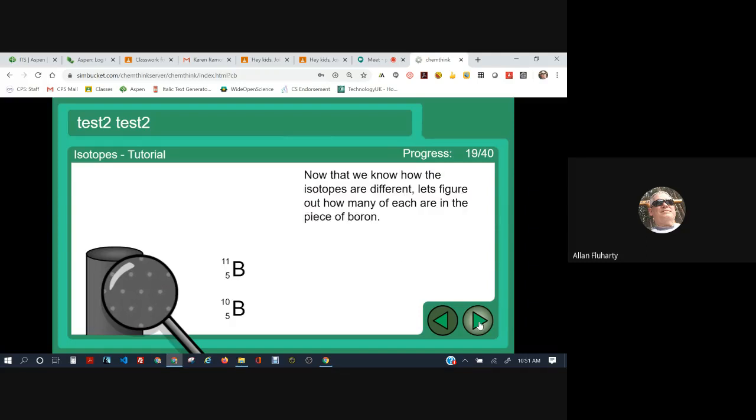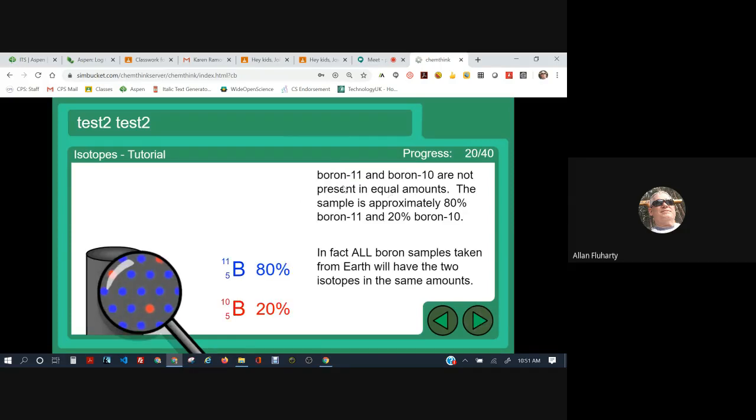Now that we know how the isotopes are different, let's figure out how many of each are in a piece of boron. Boron-11 and boron-10 are two different isotopes of boron, and they are not present in equal amounts. The sample is approximately 80% boron-11 and 20% boron-10. That's what the percentage means: how many in 100. If you had 100 atoms of boron, 80% would be 80 atoms of boron-11, and 20% would be 20 atoms of boron-10.